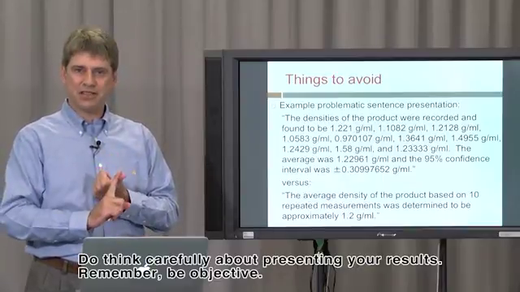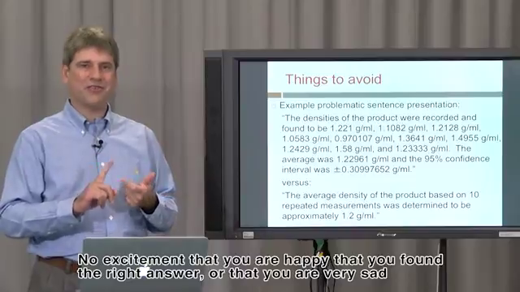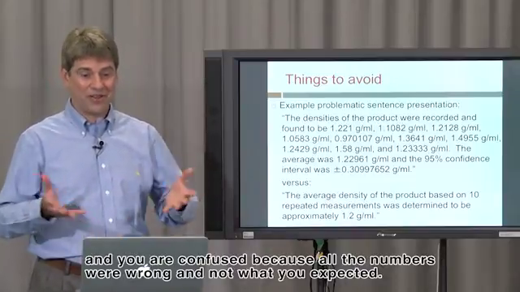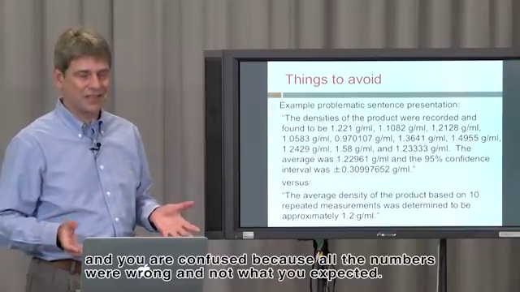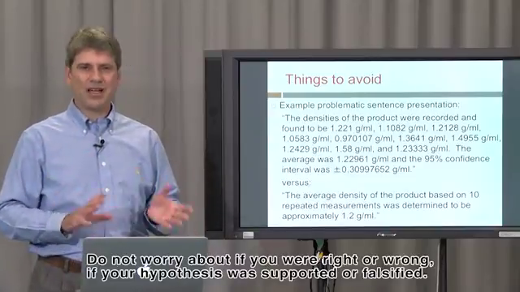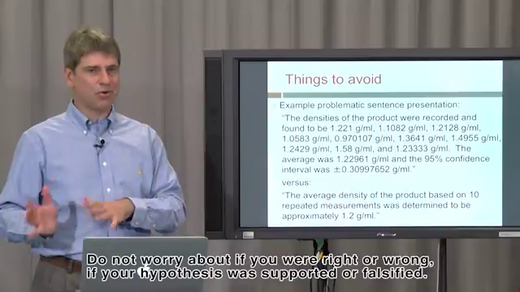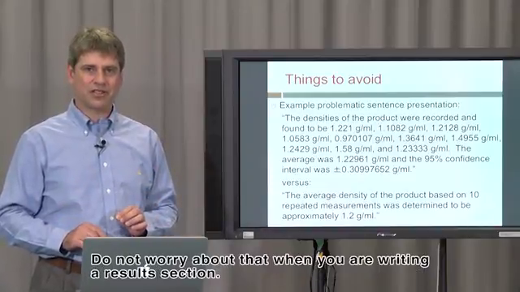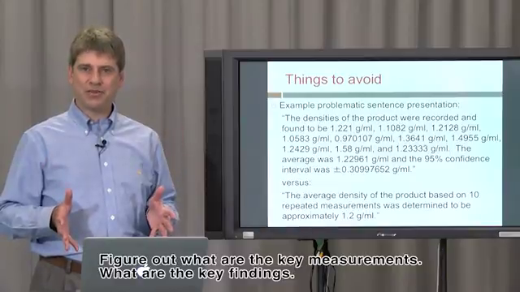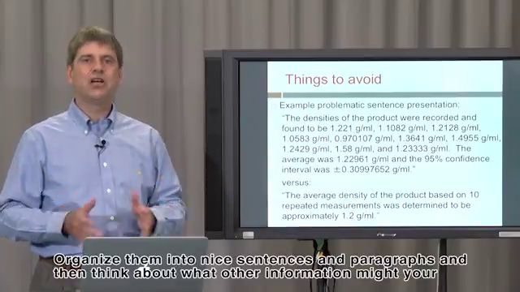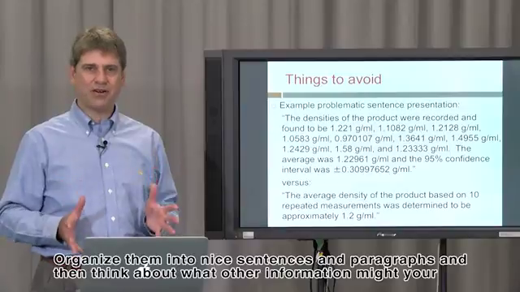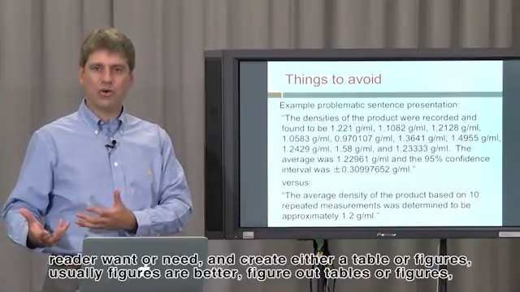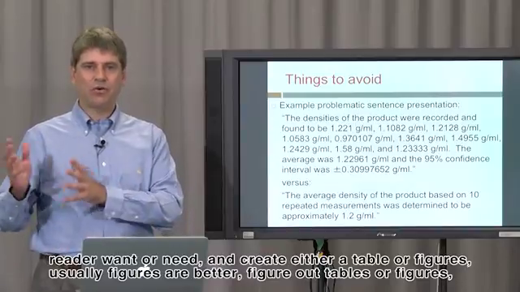Remember, be objective. No excitement that you're happy that you found the right answer or that you're very sad and confused because all the numbers were wrong, not what you expected. Don't worry about if you were right or wrong, if your hypothesis was supported or falsified. Don't worry about that when you're writing a results section. Figure out what are the key measurements, what are the key findings, organize them into nice sentences and paragraphs, and then think about what other information your reader might want or need, and create either a table or figures.